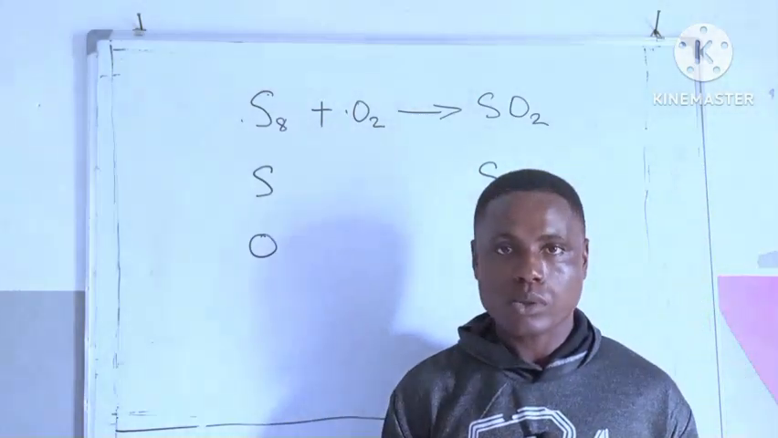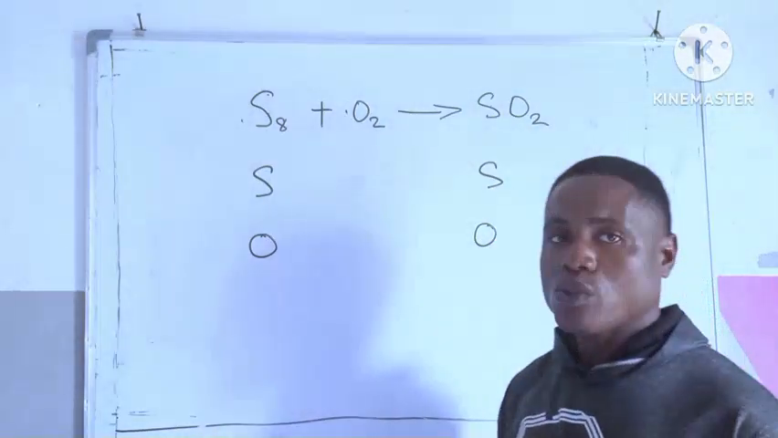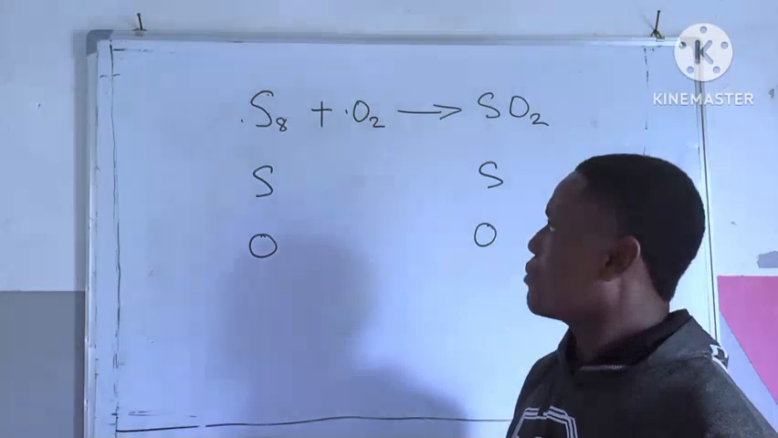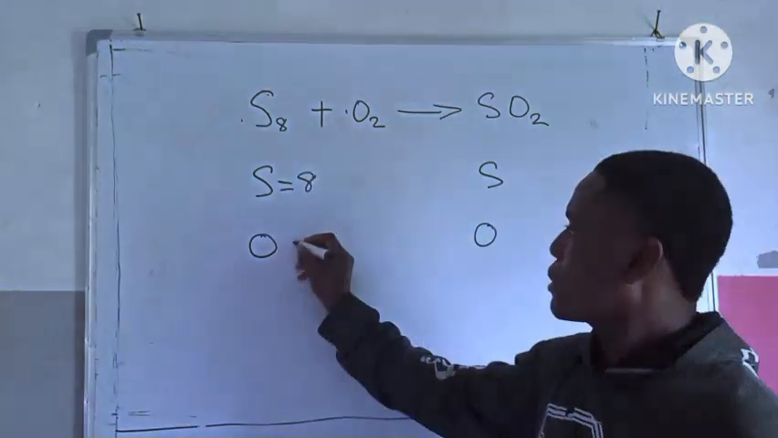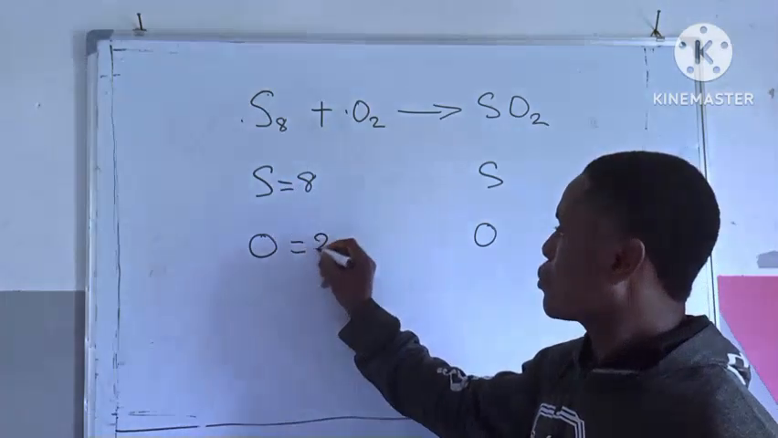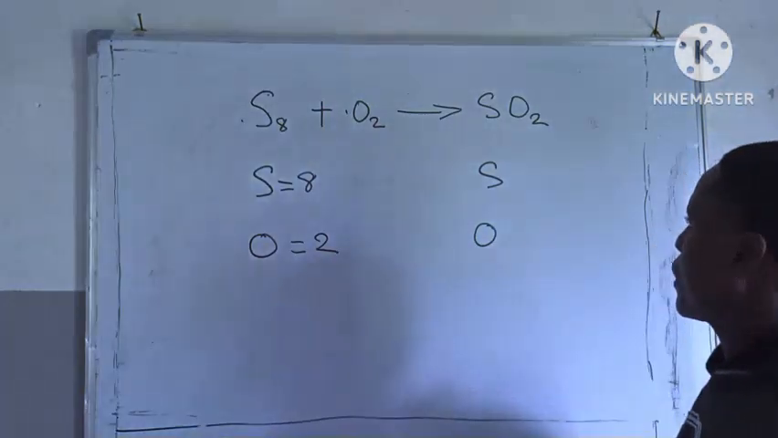Okay, so the second thing you need to do is to write out the given atoms or the given subscript in each of the elements. So the first element we have is what? Sulfur, right? And the given atoms, we have 8 atoms here, right? Then the second one is what? Oxygen. We have 2 atoms, right? Let's come to the right side.